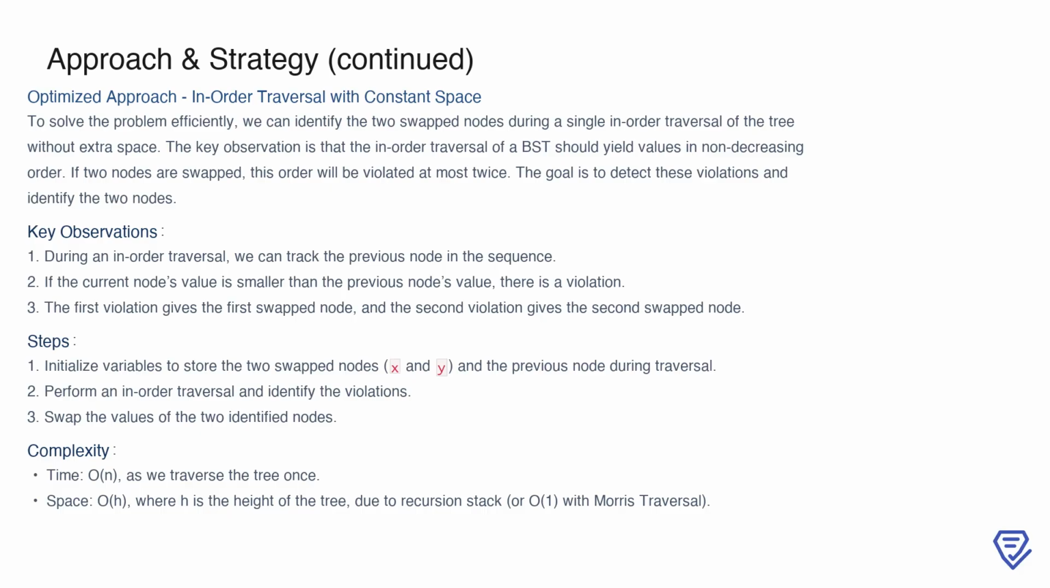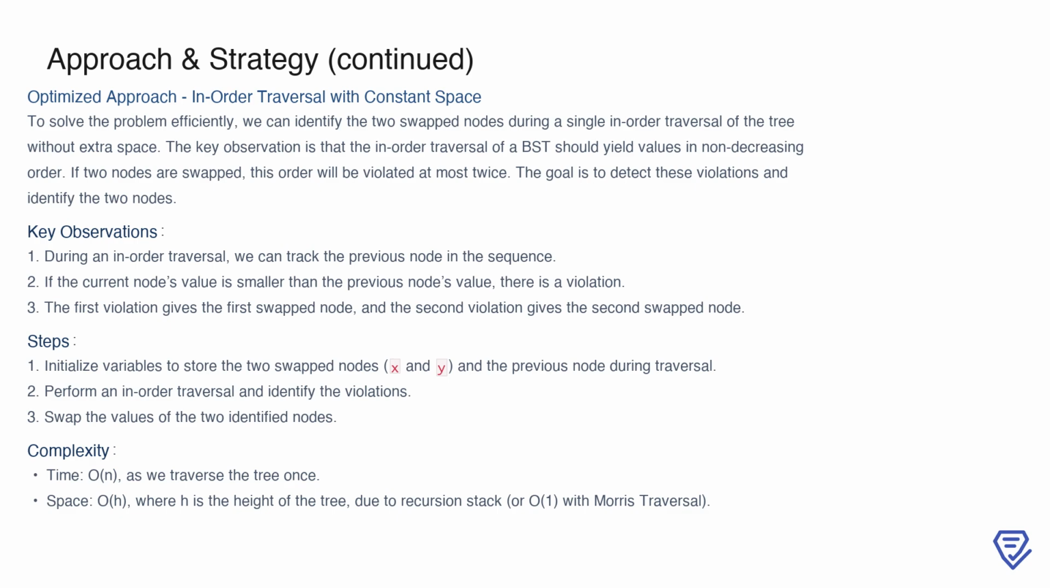During traversal, we track the value of the previous node. If the current node's value is smaller than the previous node's value, it indicates a violation. The first violation helps us identify the first misplaced node, and the second violation points to the second node. The process involves initializing variables to store the two swapped nodes and the previous node, performing the traversal to detect violations, and finally swapping the values of the identified nodes.